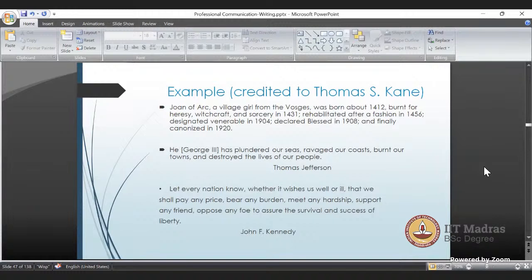He, George III, has plundered our seas, ravaged our coasts, burned our towns, and destroyed the lives of our people. Tone, emotional, right? Somebody's trying to appeal to someone's emotion. Looks like this is a speech by Thomas Jefferson. So probably from the part of the speech that he was making to an audience, trying to appeal to them emotionally. Read the speech by Mark Antony from Julius Caesar.